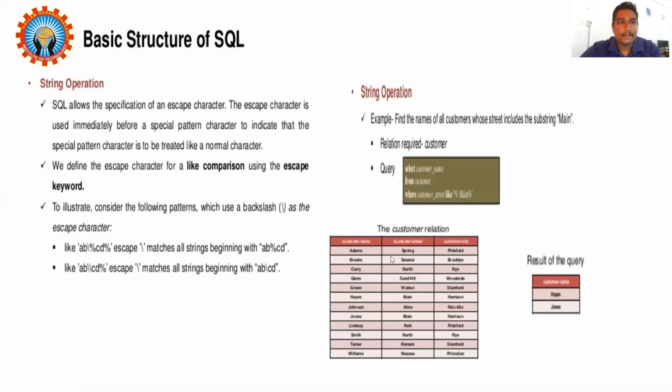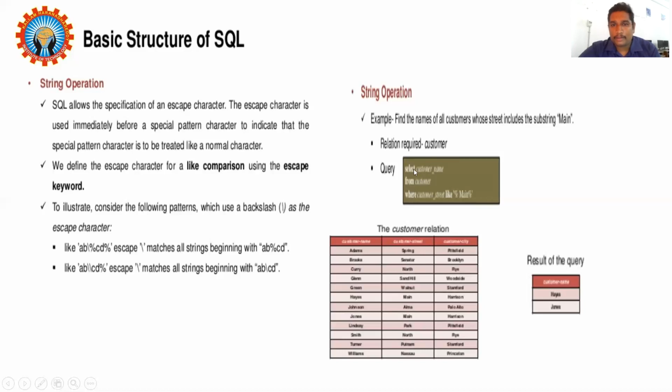I hope you understand the concept of string operation. Let me show an example of how the string operation performs. Find the names of all customers whose street includes the substring main. If I want to retrieve the attribute street, in that I have various data like XYZ. In XYZ I want to retrieve the substring Y, so we use the substring Y with a comparison operator. This is the relation we required.